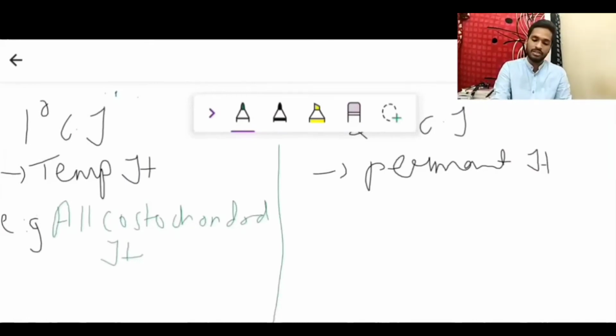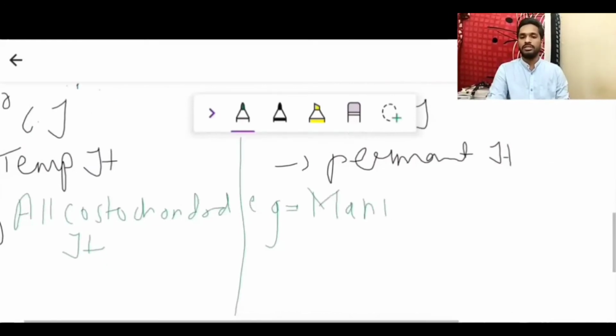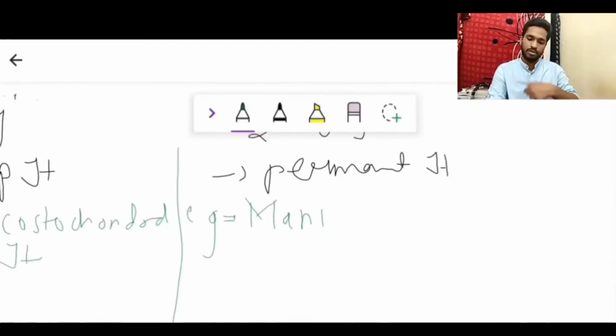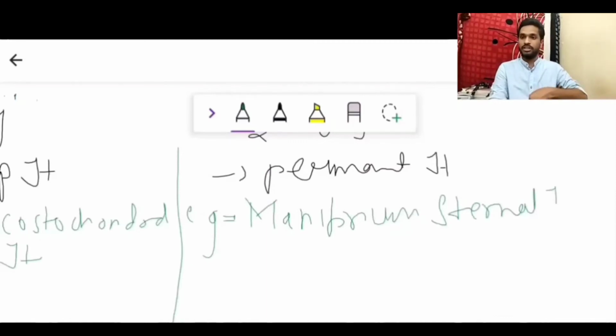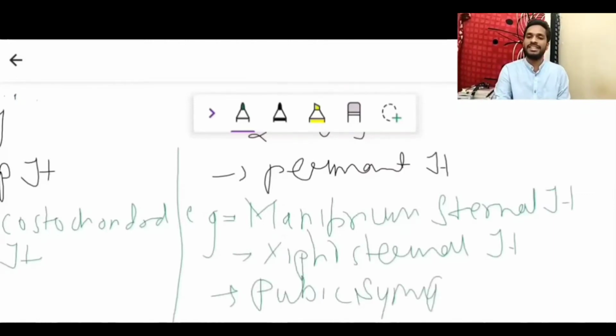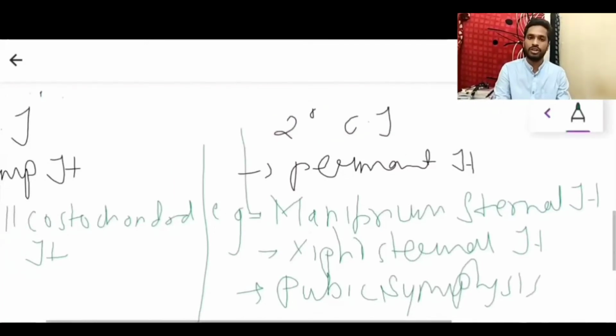Now second we have the secondary cartilaginous joint. The example is manubriosternal joint, the joint between the manubrium of the sternum and the body of sternum. Another example is xiphisternal joint, the joint between the xiphoid process and the sternum body. As you know, secondary cartilaginous joint is known as symphysis. Very commonly known, the pubic symphysis is an example of secondary cartilaginous joint. So these were the cartilaginous joints.